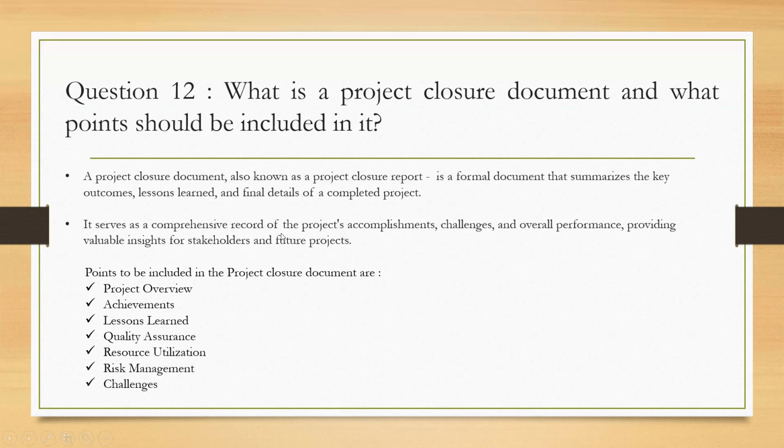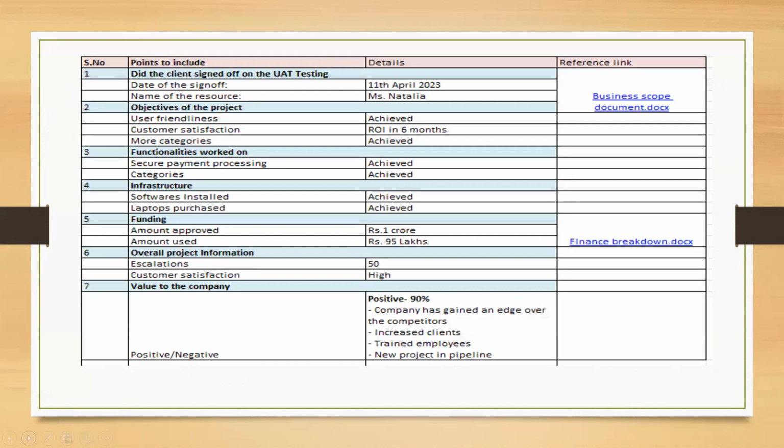So this serves as a comprehensive record of the accomplishments, what we have achieved regarding this particular project, the challenges, and the overall performance of the project. It provides valuable insights for the stakeholders and for future projects also. This type of details can be included in your project closure document: project overview, achievements, lessons learned, quality assurance, resource utilization, risk management, and challenges. This is one format of the project closure document. So mention what a project closure document is, and likewise you can mention the format first.